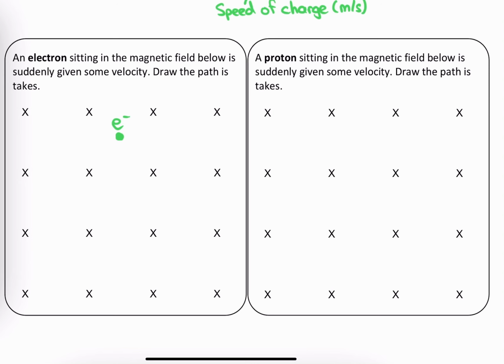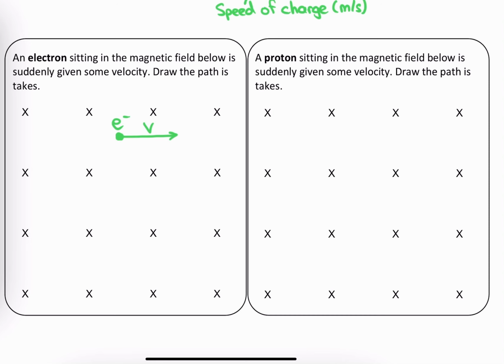So let's say then I suddenly give this guy a bit of a nudge, a bit of a flick, and I give it a kick so it's heading towards the right side of the page. It has some velocity in that direction. Well, it'll start to move that direction. But as soon as it does, it's going to now feel a force. That force will be dictated by the second right-hand rule.